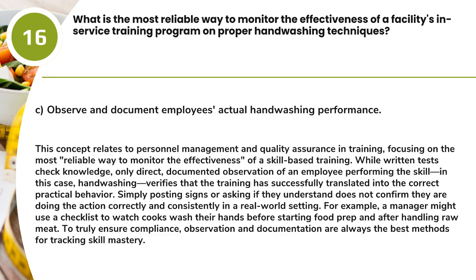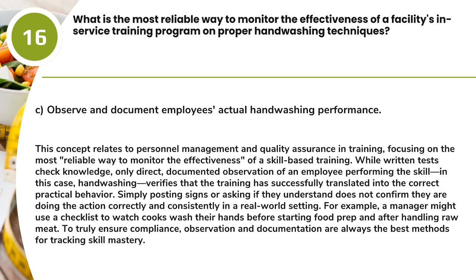Answer C. Observe and document employees' actual hand-washing performance. This concept relates to personnel management and quality assurance in training, focusing on the most reliable way to monitor the effectiveness of a skill-based training. While written tests check knowledge, only direct, documented observation of an employee performing the skill, in this case hand-washing, verifies that the training has successfully translated into the correct practical behavior.